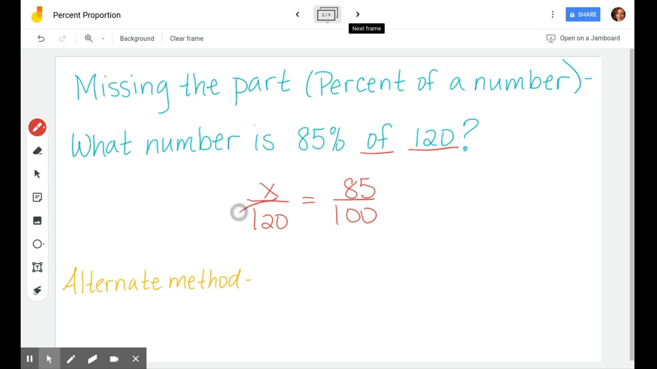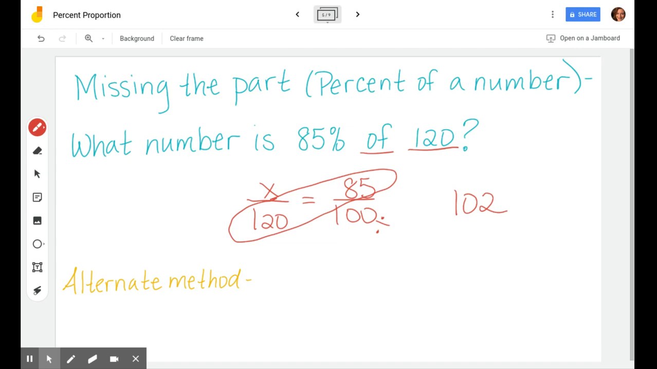I'm going to multiply the diagonal where I have both numbers. So I'm going to take 120 times 85. And then I'm going to hit divided by the other number that I haven't done yet. And I end up with 102. I already had a percent, so I wasn't finding a percent. So this is just 102.